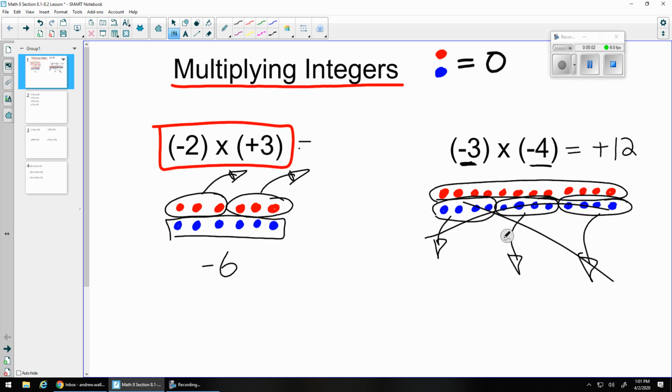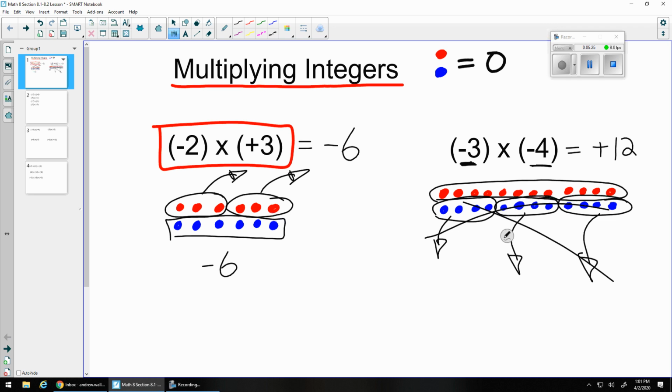And we got a negative answer, -6. We took away three groups of -4. Since we're taking away groups of negatives, it's going to make things positive, and we end up with +12. Okay, so this is sort of how you can demonstrate this integer multiplication using integer chips.